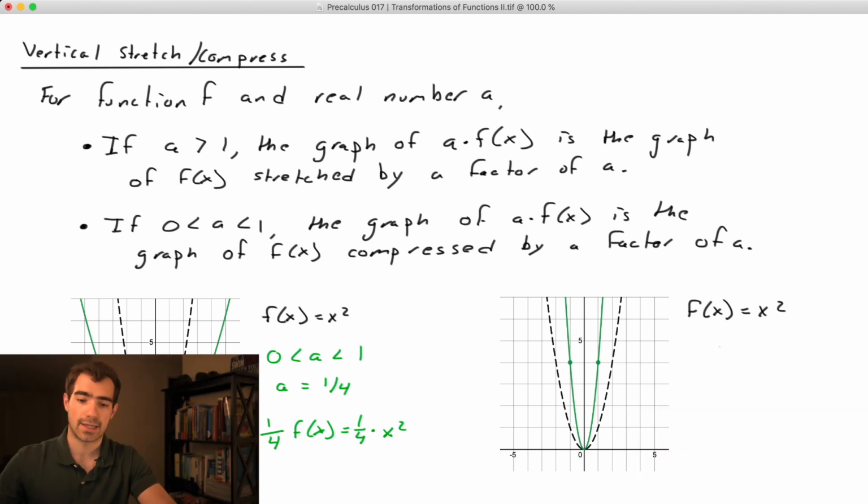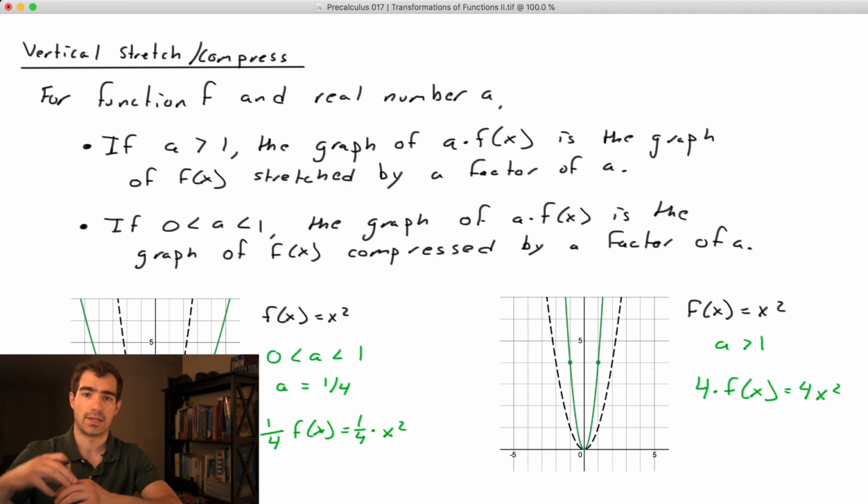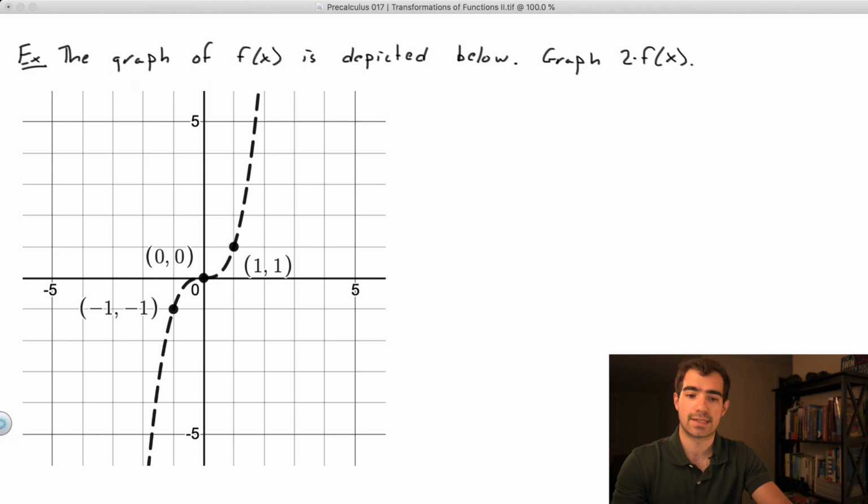And then in this case, for a greater than 1, we have our function 4 times f of x, or in other words, 4 times x squared, depicted in green. And we can see that that represents a stretch by a factor of 4. And so let's try an example where we graph the function 2 times f of x based on the graph of f of x shown here.